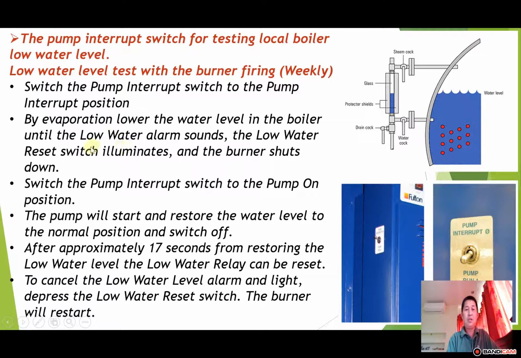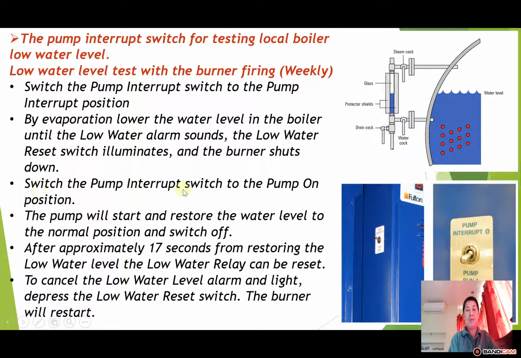So you have to continuously fire your boiler to evaporate continuously. At the same time, your boiler water will go to a low level until the low water alarm sounds. There is an alarm equipped with this auxiliary machine. The low water reset switch illuminates and the burner shuts down. This is a safety of the boiler. The illumination is the indicator of the alarm, followed by the burner shutdown. For safety reasons, your burner will shut down.